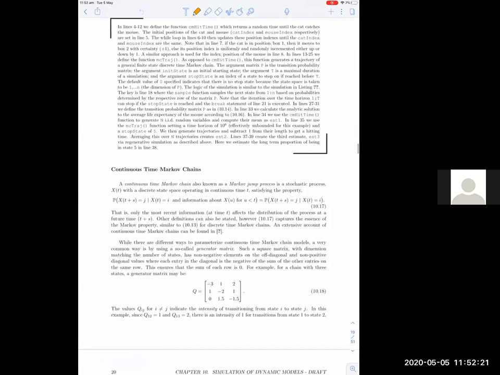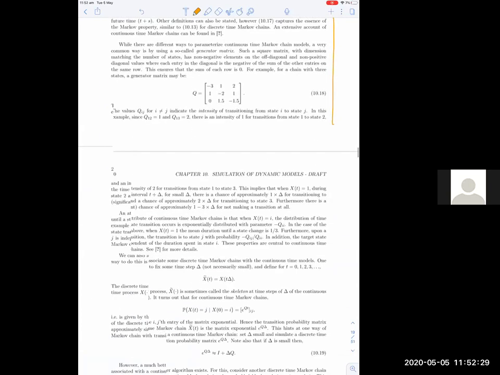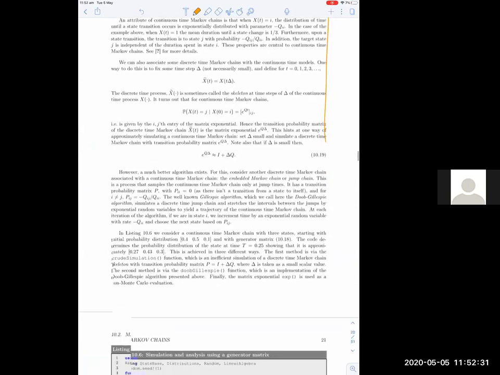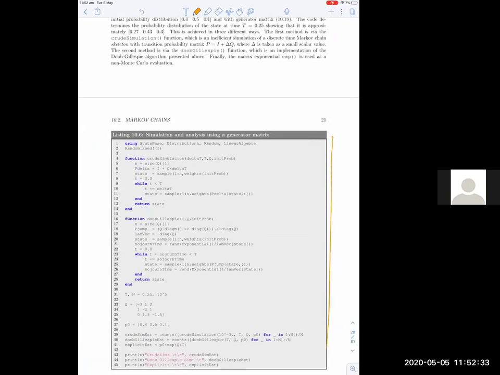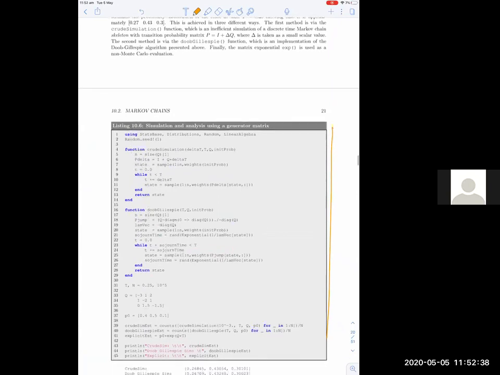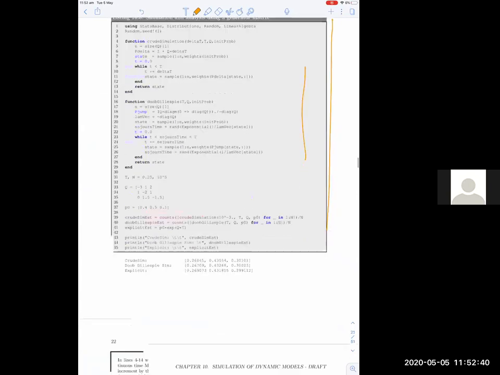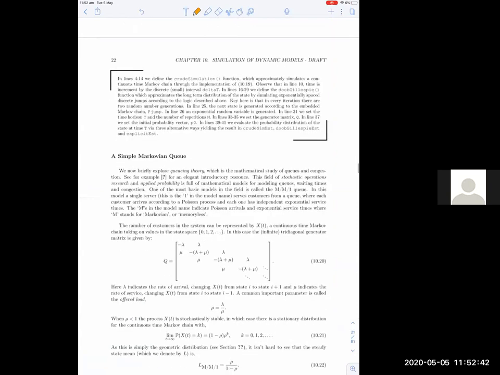continuous time Markov chains. So here, in my draft book that is much less formal, I've tried to put an informal introduction to what continuous time Markov chains are. And then this is a computational example that actually simulates a continuous time Markov chain. So it's probably pretty good to look at that one. And this is later on a simple Markovian Q. That's an example of a continuous time Markov chain.